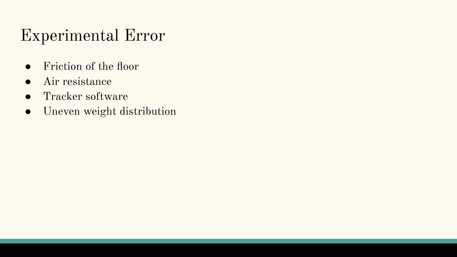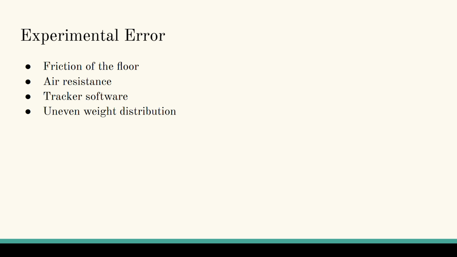Some experimental errors shown in this lab were, first off, the friction of the floor, the surface that the marker was rolling on, caused the marker to slow down over time, as well as there was some air resistance that was slowing down the marker. And then the Tracker software is not entirely accurate. There could have been some user error, as I personally graphed the position by clicking the center of mass of the marker over time.